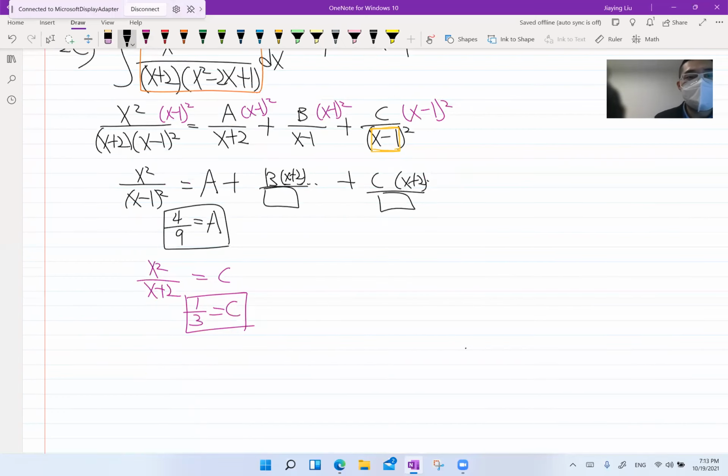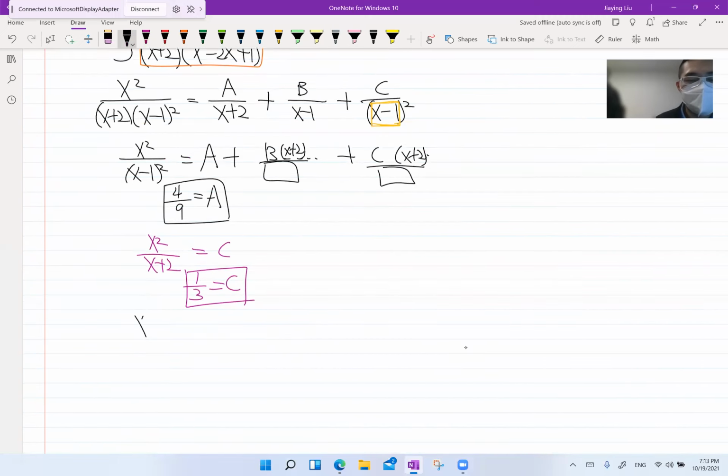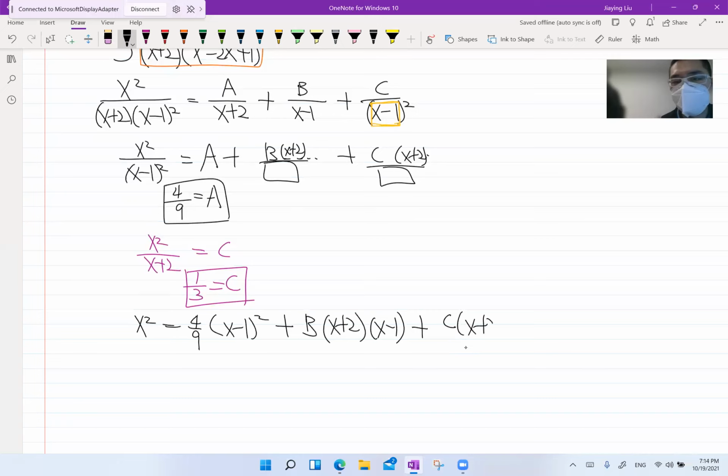Well, the way I find b is I multiply the denominator on the left side into all terms on the right side. You probably do that in the very first place anyway. So I get x squared equals a, which is 4 over 9. If I multiply the denominator over, I get 4 over 9 times (x minus 1) squared plus b times (x plus 2)(x minus 1), because one of the x minus 1 factors cancels with the denominator there. And then c times (x plus 2).